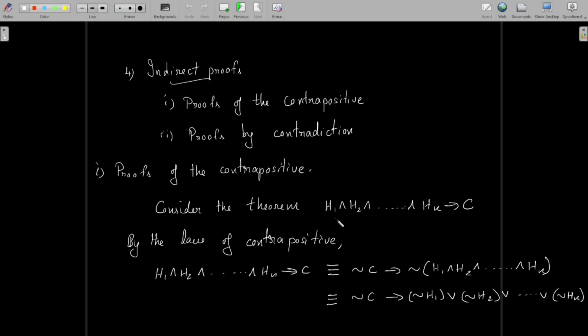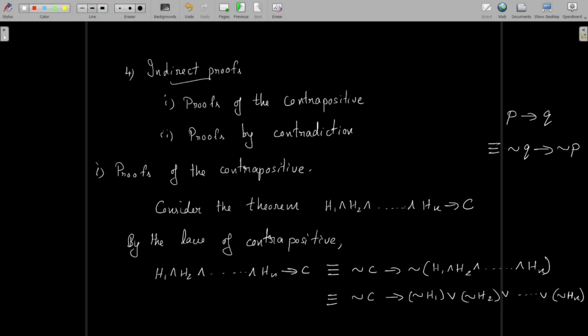Suppose we have the theorem H1 and H2 and etc. and Hn implies the conclusion C. That is, we have the hypotheses H1, H2, etc. Hn, and if all of these are true, we can show that C is true. That is the theorem. And by the law of contrapositive, we know that a proposition P implies Q is logically equivalent to negation of Q implies negation of P. So we can apply that rule here.